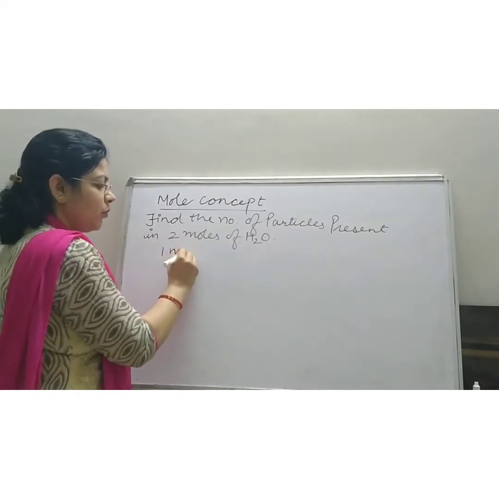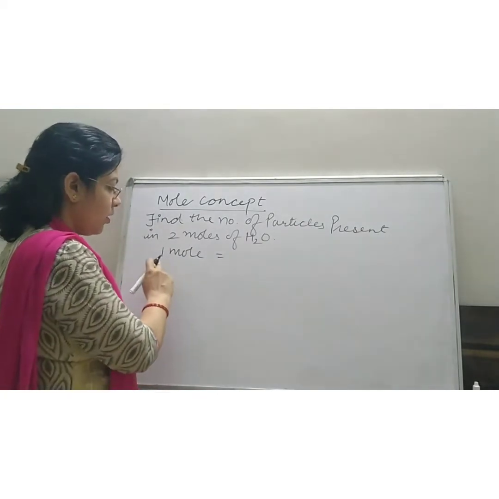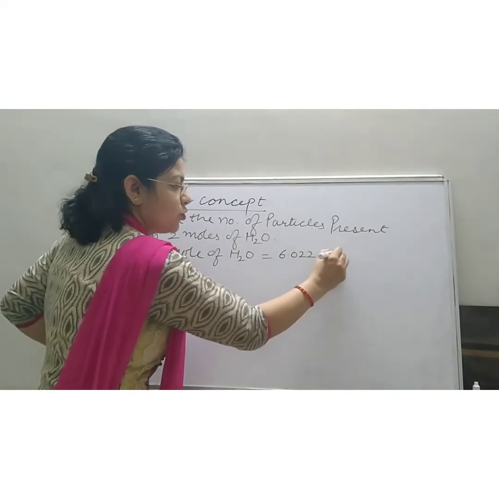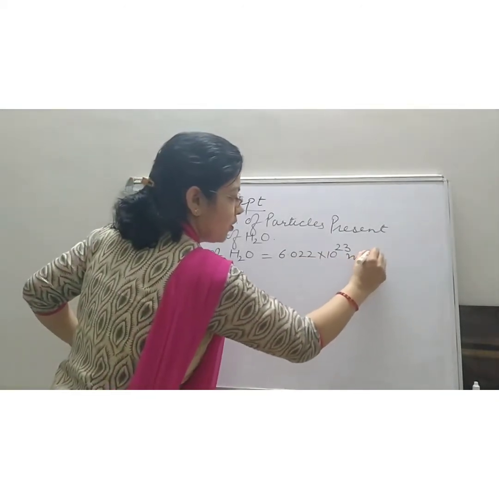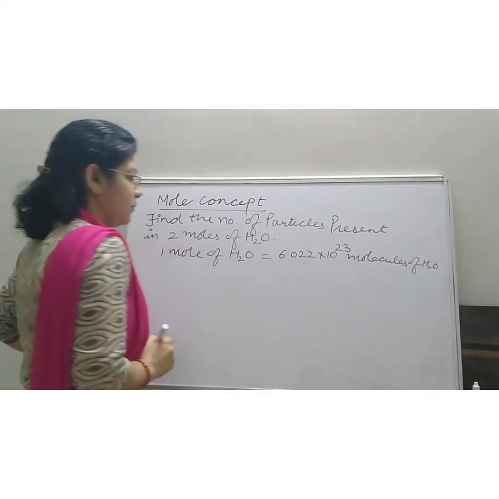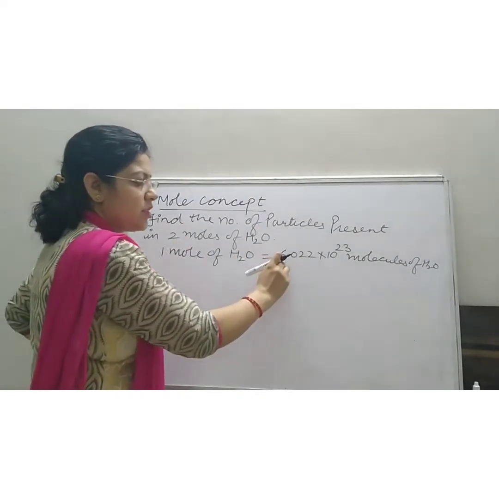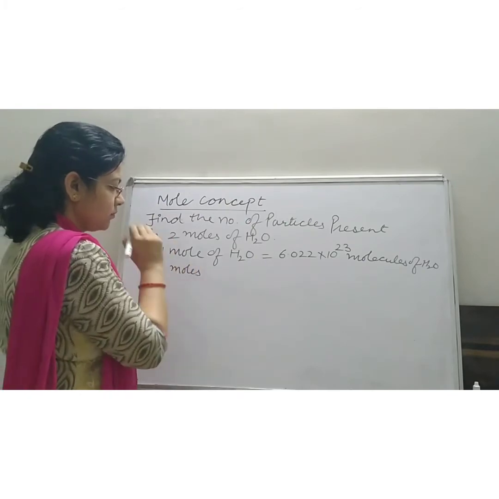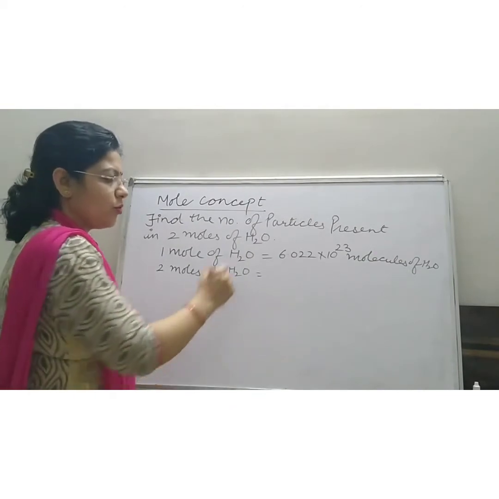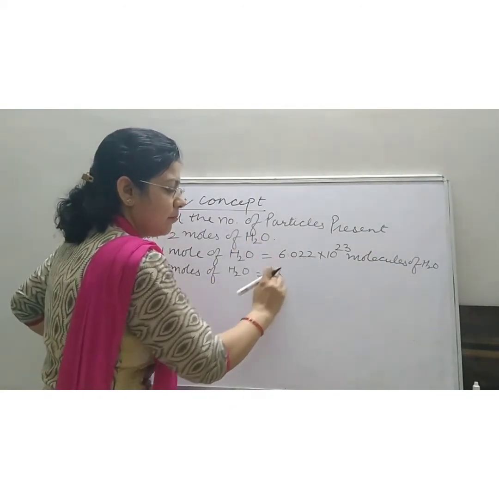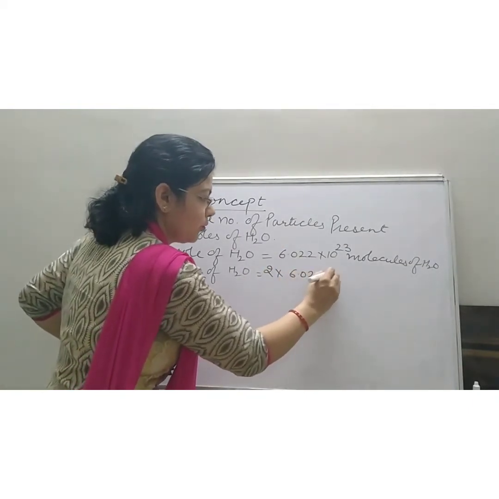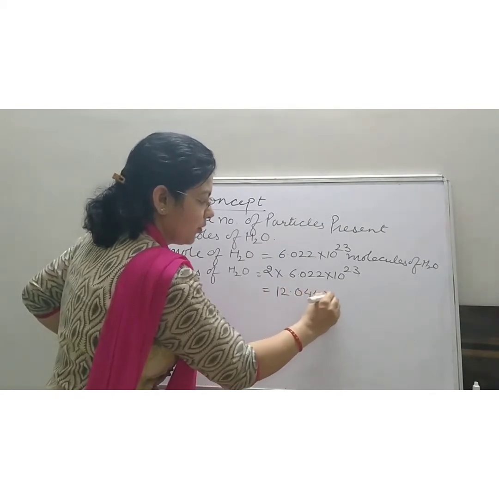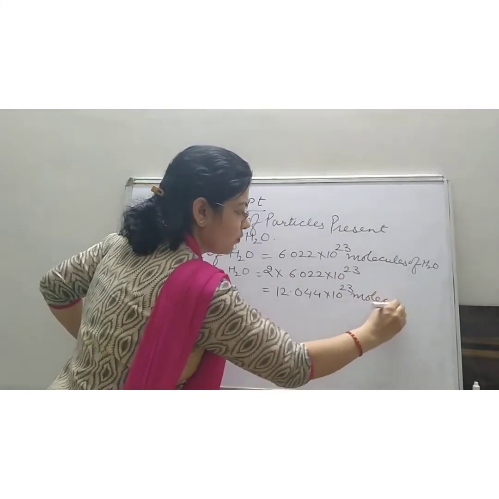We know that 1 mole is equal to Avogadro number, or 1 mole of water contains 6.022 into 10 raised to power 23 molecules of water, and in 2 moles of water, number of molecules are, just you have to multiply it by 2. 2 into 6.022 into 10 raised to power 23, that is 12.044 into 10 raised to power 23 molecules of water.